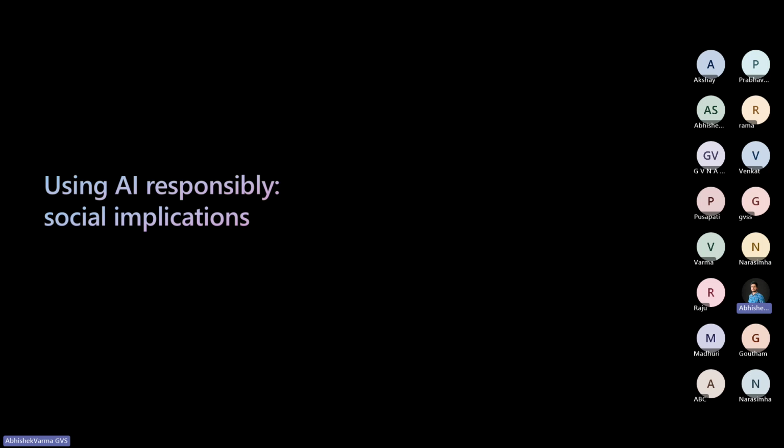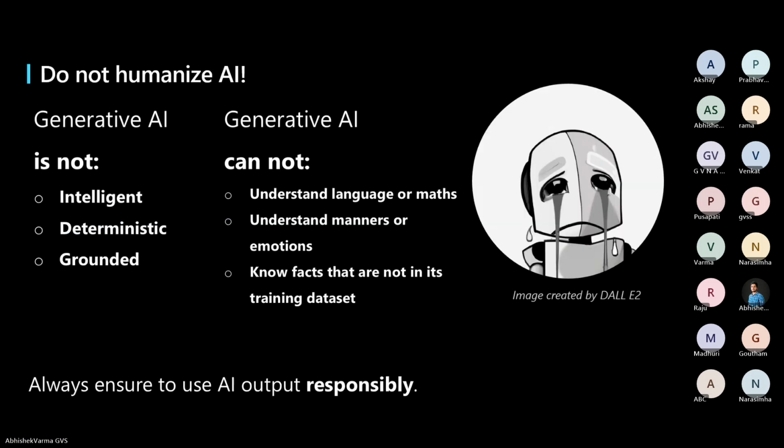Using AI responsibly, social implications. Do not humanize AI. Generative AI is not intelligent, deterministic, or grounded. Generative AI cannot understand language or maths, understand manners or emotions, or know facts that are not in its training dataset. Image created by DALL-E 2. The output of a generative AI model is not perfect, and sometimes the creator of the model can work against it, resulting in an output which is a combination of words that the human user can interpret as a mystification of reality, or it can be offensive. In those cases, we talk about model hallucinations.